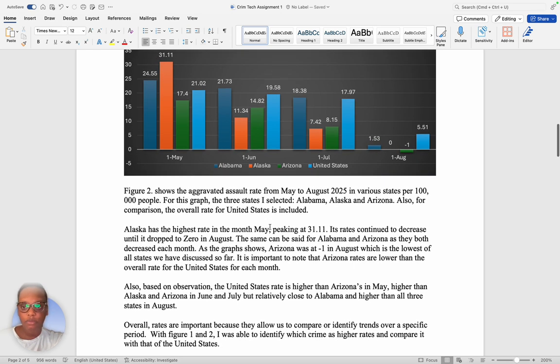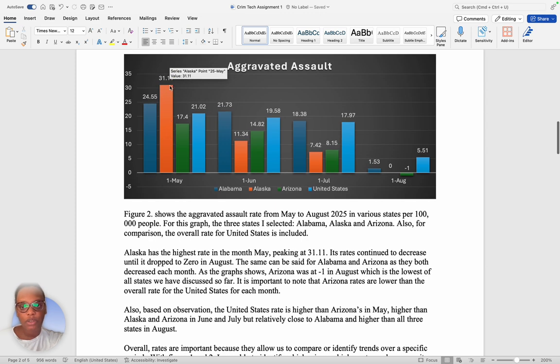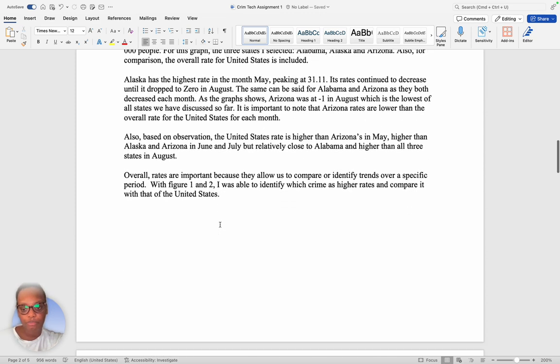So we have Alaska right here with a rate of 31.11, and I was able to compare it to that of the United States, which is at 21.02. And you can say that Alaska has a higher rate of aggravated assault in comparison to the rate of the United States, which is at 21.02.